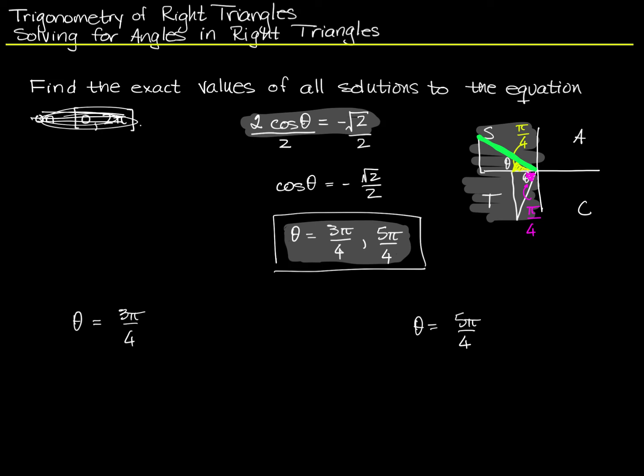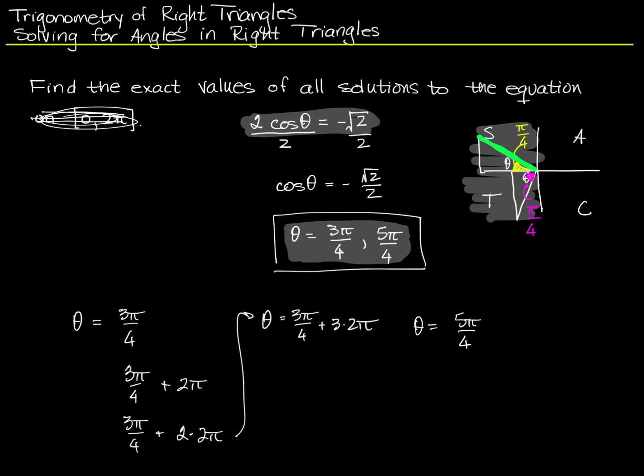So one solution is 3 pi over 4. Another one is 3 pi over 4 plus 2 pi. Another one is 3 pi over 4 plus 2 pi twice. I think I'll write it as 2 times 2 pi. And I've run out of room. Let's go up here. Another answer is theta equals 3 pi over 4 plus 3 times 2 pi.